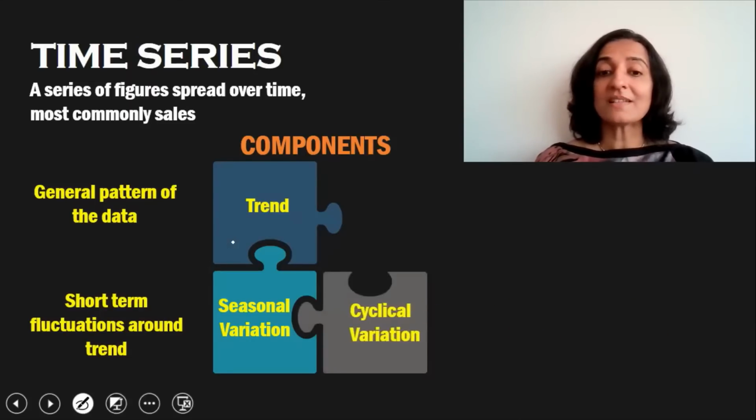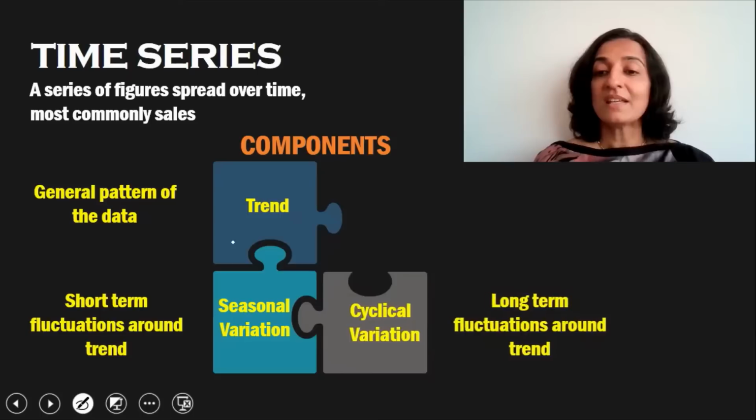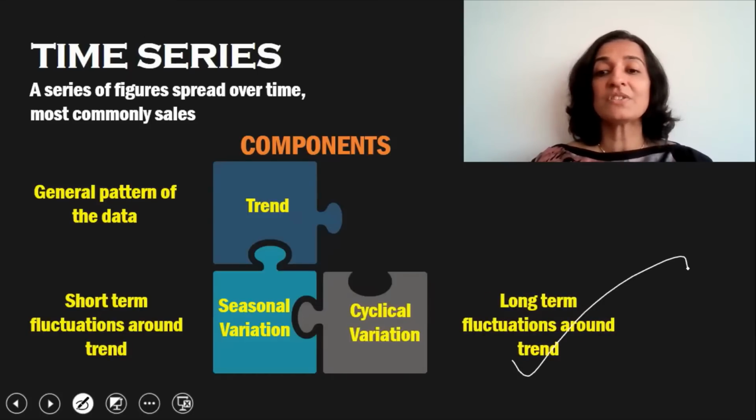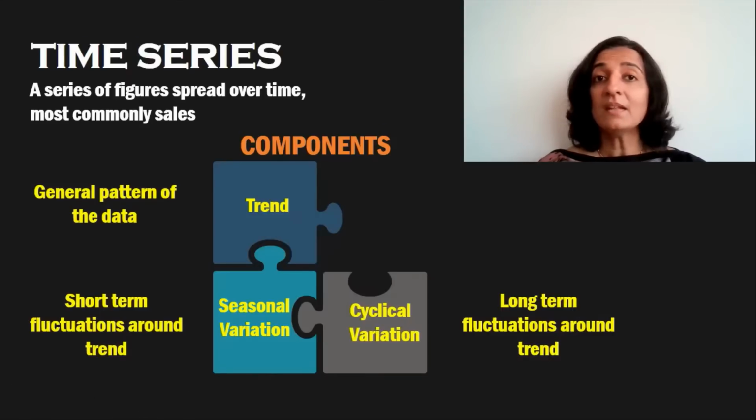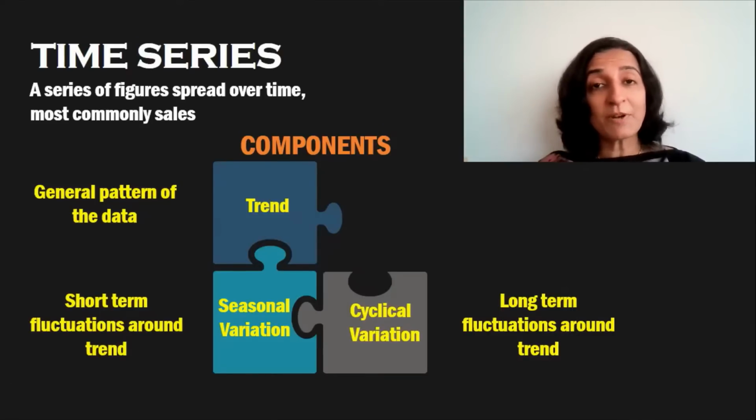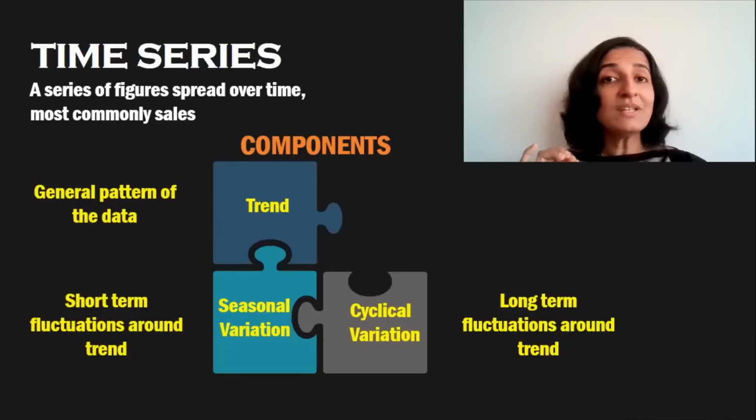The third component is cyclical variations. These are long-term fluctuations around trend. Now, what do you mean by long-term fluctuations? In the economy, you might have boom, depression, recession, etc. So these are known as the cyclical fluctuations.